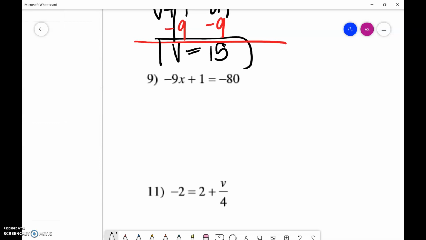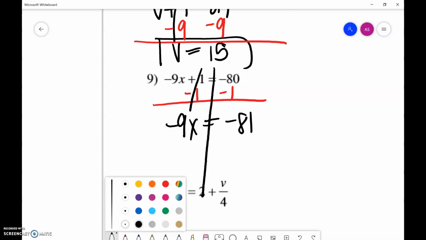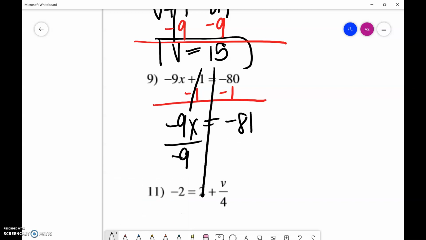All right. So next problem. I'm going to subtract 1 from both sides. So I'm going to be left with -9x equals -81. Now I have -9x plus -81. So this is multiplication. Remember, -9x is like -9 times x. Okay, so let's divide by -9. And our final answer will be x equals 9.